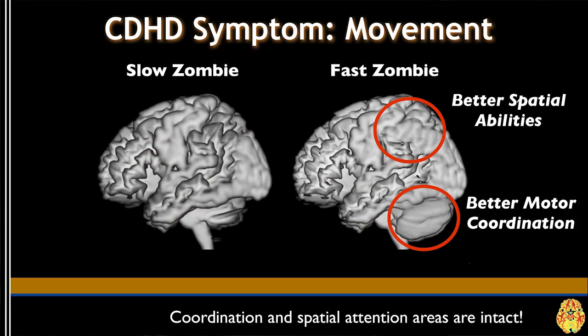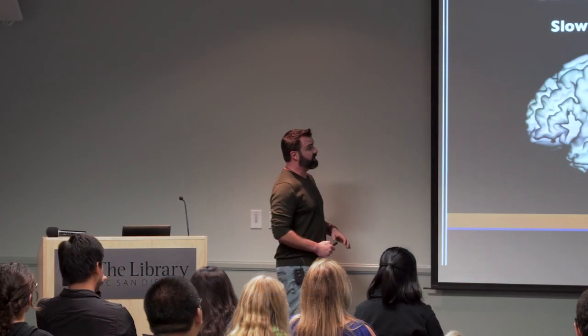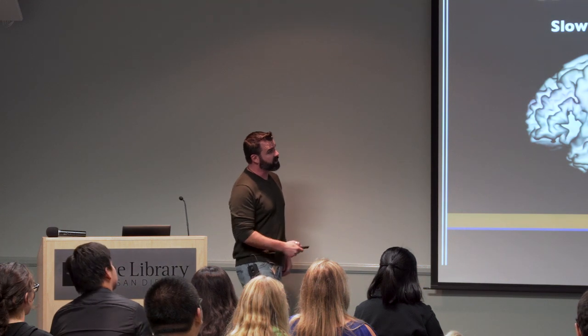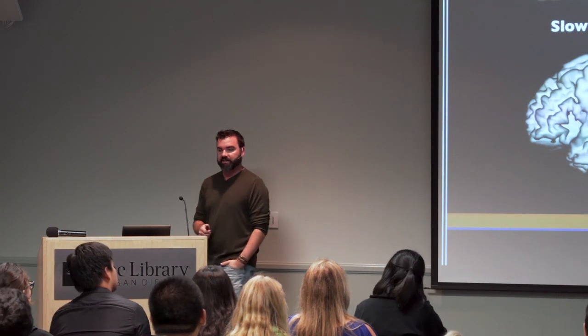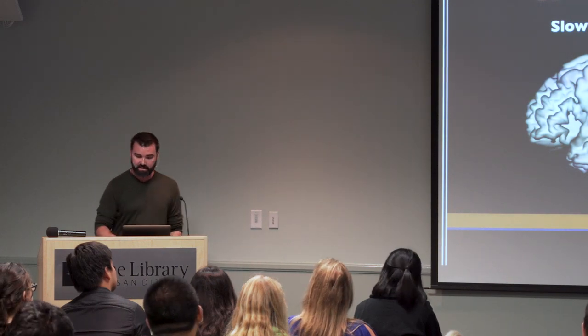the, what was it, 28 Days Later, where you have the zombie in like 10 seconds becomes a zombie, right? So we say that there are actually different subtypes of CDHD that are defined by how quickly whatever causes the zombieism operates on damaging the cerebellum. And so the fast zombies, we would argue, have better motor coordination and better spatial abilities due to the fact that the posterior parietal cortex doesn't get damaged.